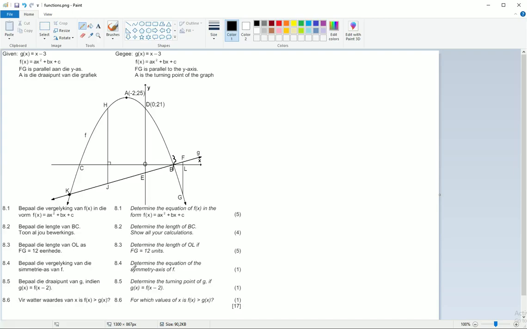Okay, let's see. We're busy with 8.4. I think I'm gonna do 8.4, 5, and 6 in one video. One mark, so probably gonna go quickly. Let's go. Okay, determine the axis of symmetry.